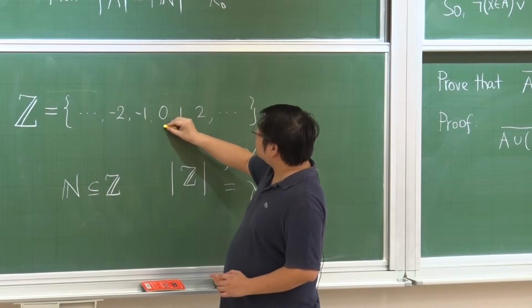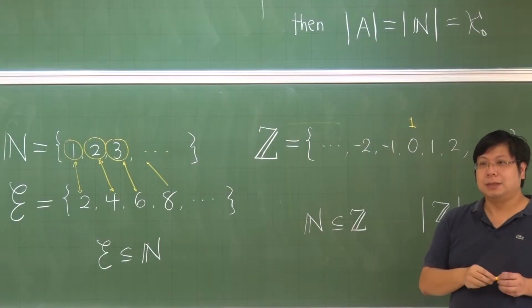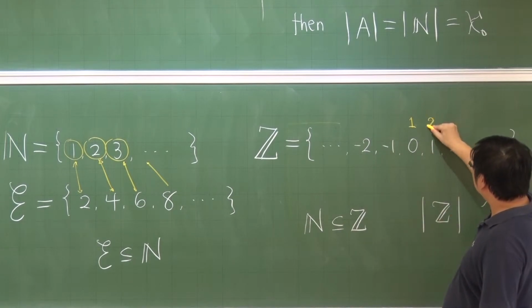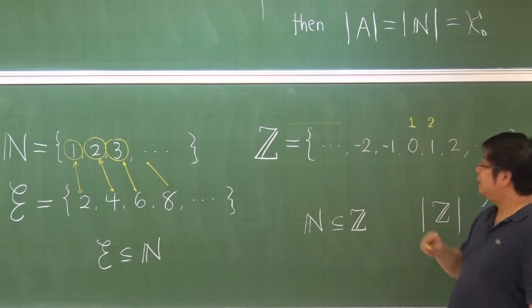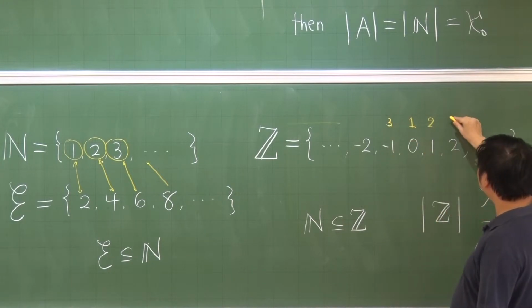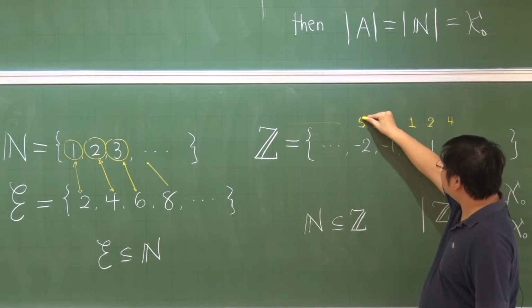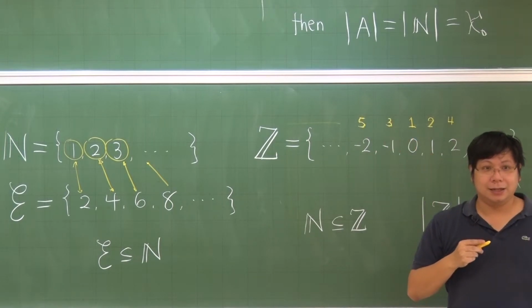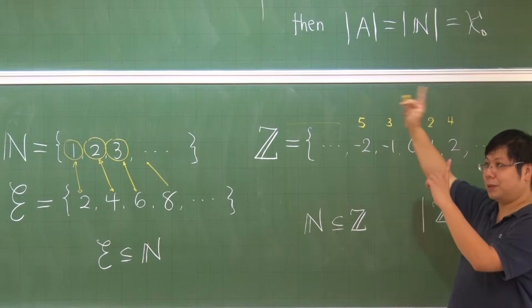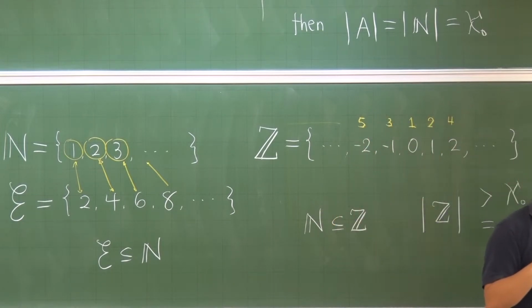I'm going to correspond 0 to the 1 in the natural numbers. Then 1 corresponds to 2, -1 corresponds to 3, 2 corresponds to 4, and -2 corresponds to 5. One time to the right side, one time to the left side, and so on. Now, this is a one-to-one correspondence.